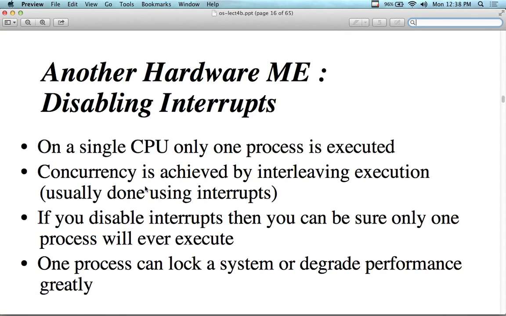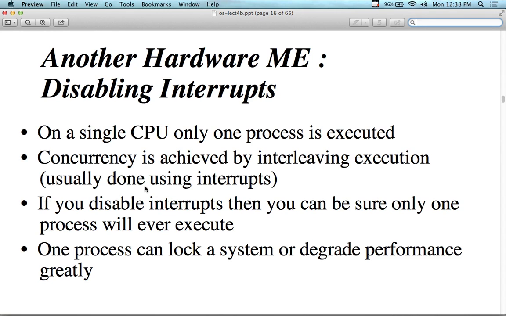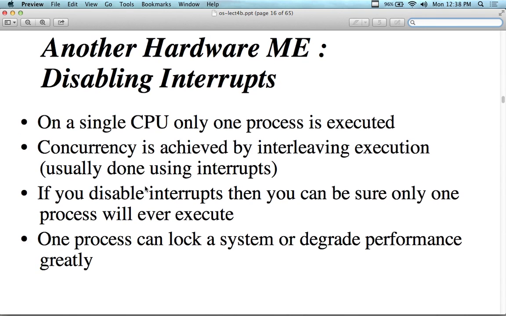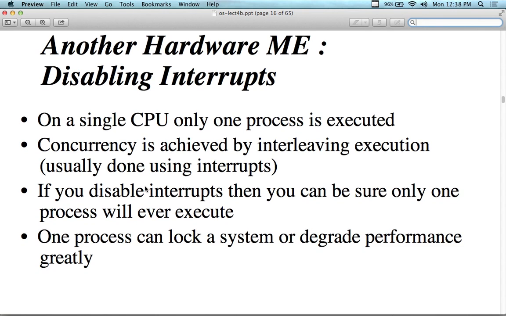Disabling interrupts is another form that can also be used for hardware mutual exclusion. So on a single CPU, only one process is executed, and then concurrently achieving the interleaving execution by using interrupts. So done with interrupts. So you can disable the interrupts when you're sure that only one process will ever execute and you don't have multiple processes. They're going to fight for the resource. So one process can lock the system or degrade the performance greatly if you have things turned off.